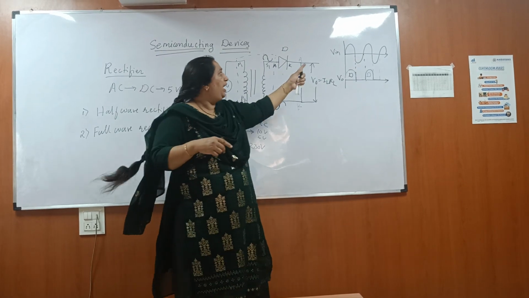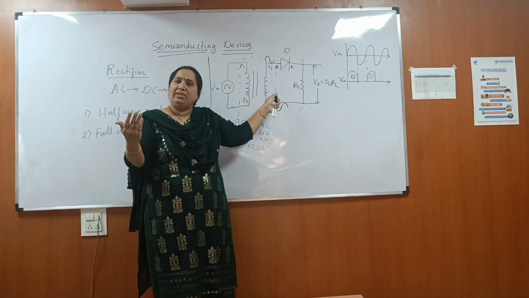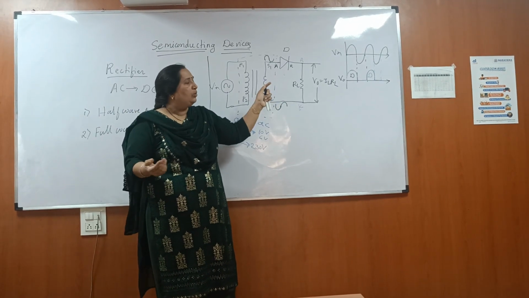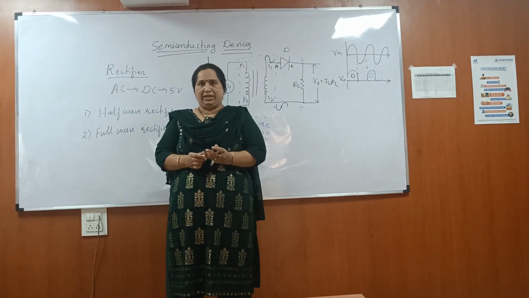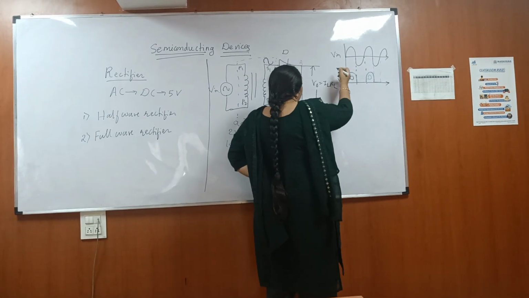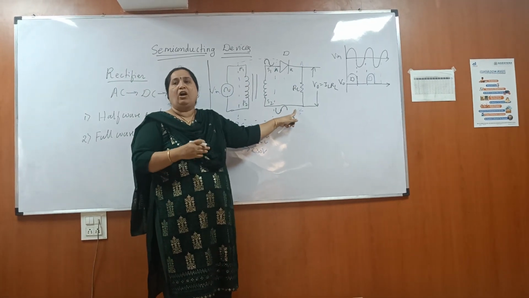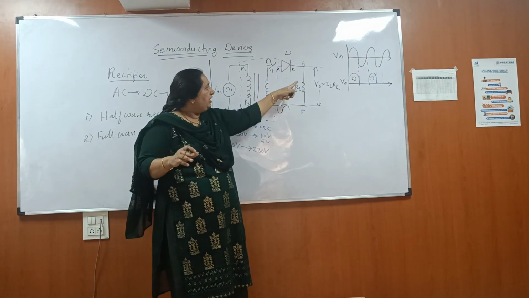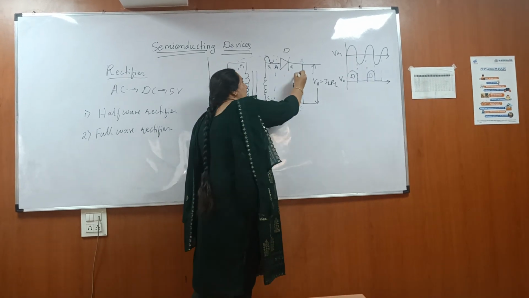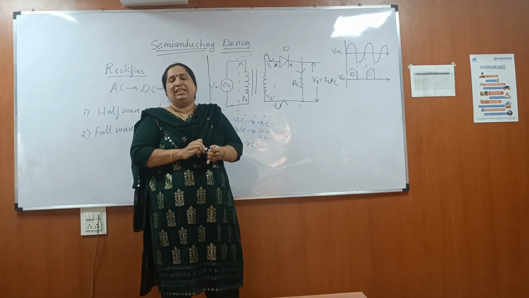So the full wave of input is given, but only half wave is converted into DC. So it is known as a half wave rectifier. Now the question will be like this: in this circuit, does current flow from A to B only, or does current not flow? So this output current is unidirectional. Output current is unidirectional, so this is DC.